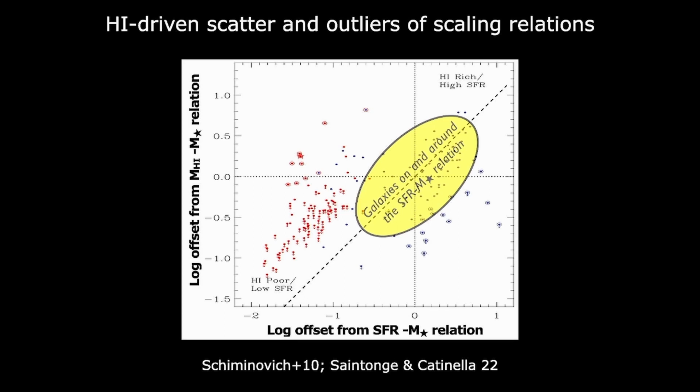And so this is telling you that if you have a little bit more HI than you are expected to, you're also forming stars at a slightly higher rate. If you have less HI than you should, you're also forming stars at a slightly lower rate. And this is less trivial than it might sound because, as I said, HI is not really very strongly related to the star formation in galaxies.